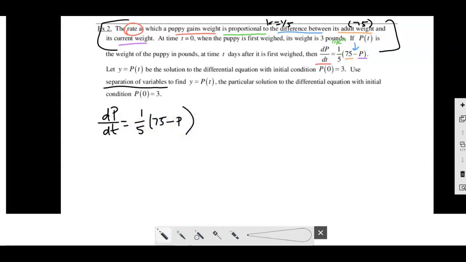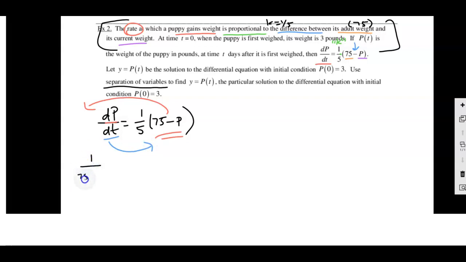We've got to separate these variables. So that means the chunk with P's is going to need to move over to the other side, because it's going to have to be with the dP. And that means the dt is going to have to kick back over. So let's go ahead and separate these variables. 75 minus P is going to need to divide over. Going to have 1 over (75 minus P) dP, and then kick the dt over also, so that's 1/5 dt. Okay, so I've separated the variables.